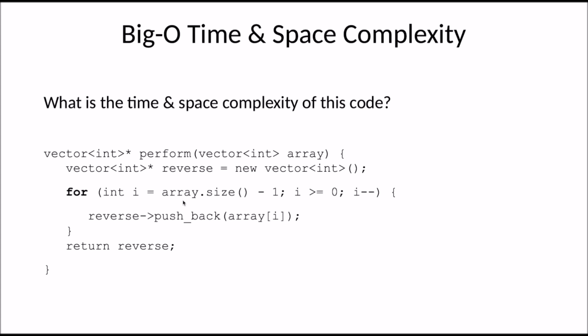So it's linear. Now space complexity, we can see we allocate a vector, and the size of the vector directly depends on the input. So if we pass an array of 10 values, we push 10 values into this local variable. If the array is 1,000, we push 1,000 values into this local variable. So in this case, the space complexity is O(n). It's linear. It depends linearly on the input.